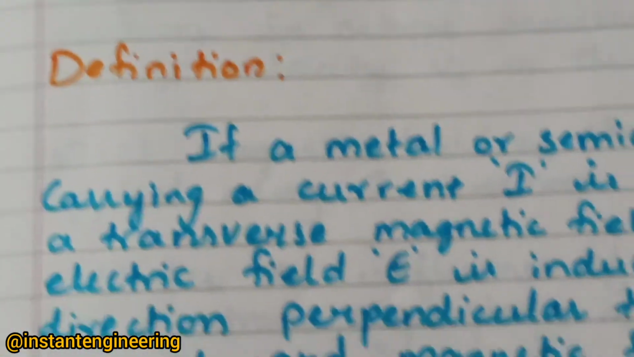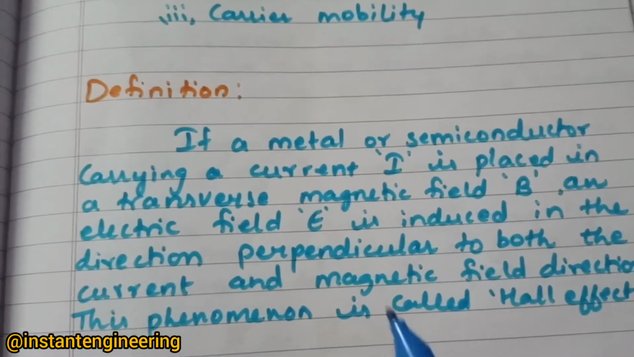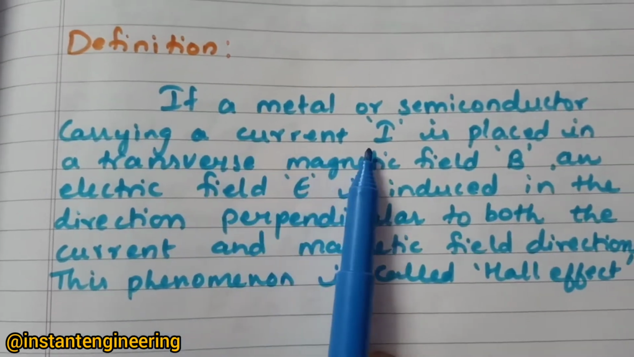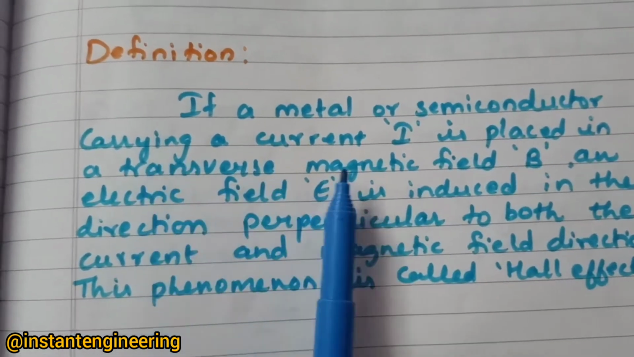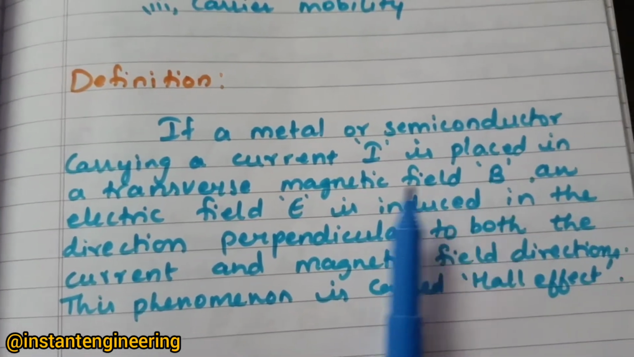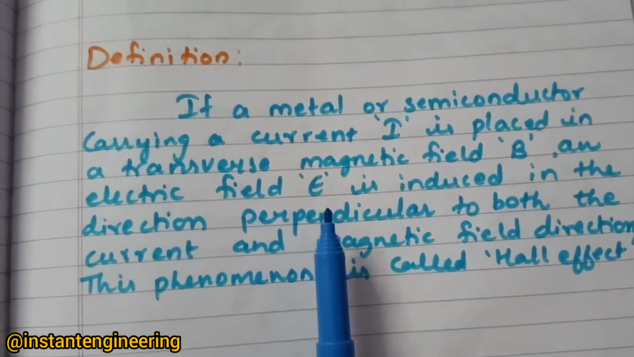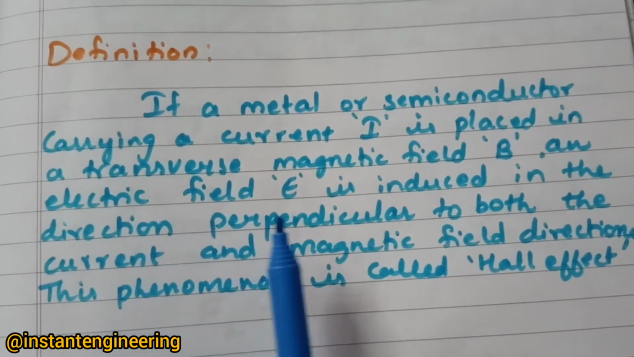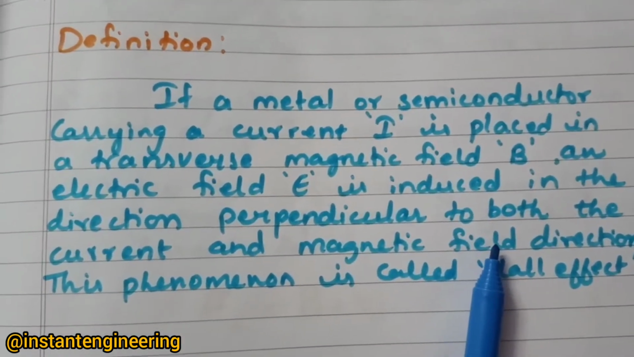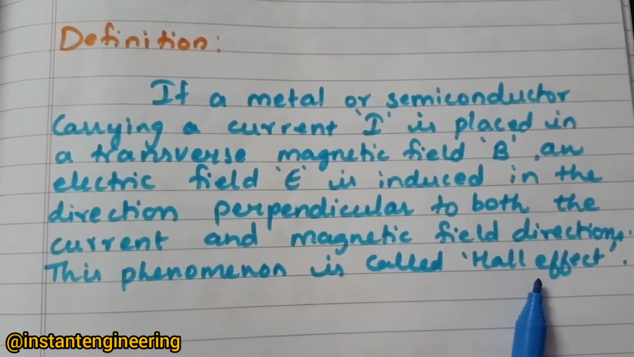So next, what is its exact definition is what we will see here. If a metal or a semiconductor carrying a current I is placed in a transverse magnetic field B, magnetic field is always given by the letter B, an electric field E is induced in the direction perpendicular to both the current and magnetic field. This phenomenon is called Hall effect.